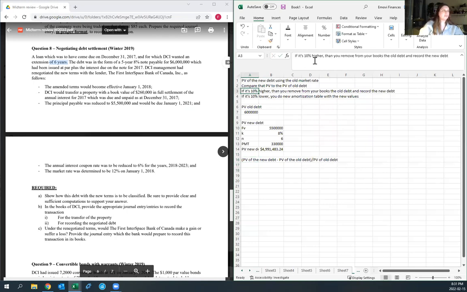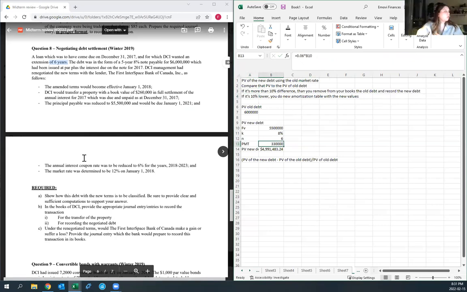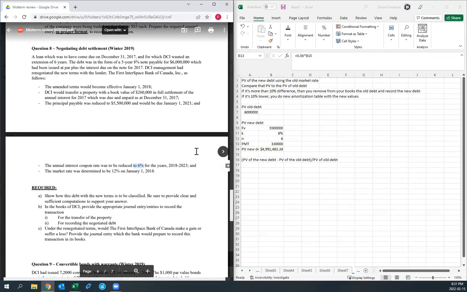Should be, if I shouldn't put 10% higher, more than 10% difference. Sorry, where did the premium come from? I didn't catch that. It's the new coupon rate of 6% times the new face value of 5.5 million. Coupon rate, 6%. Oh yeah, I found it. All right, thank you. No problem.